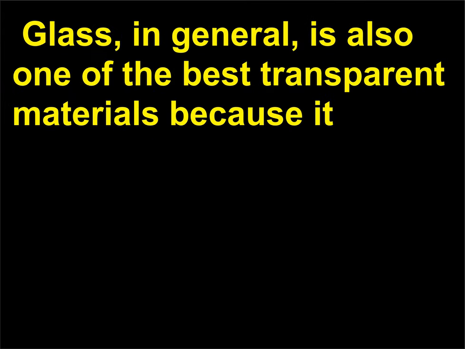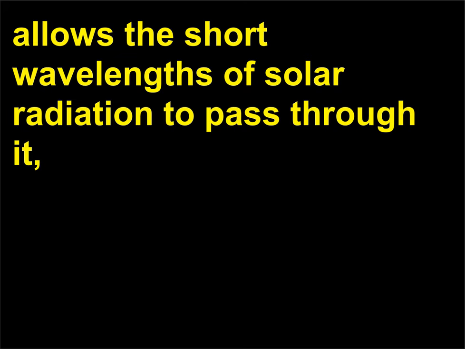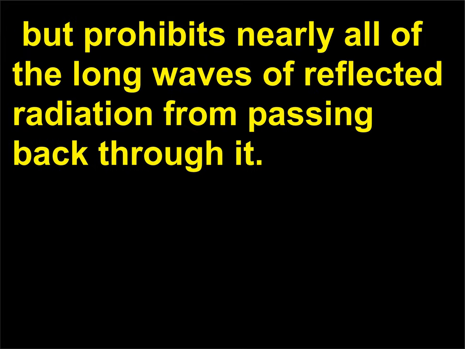Glass, in general, is also one of the best transparent materials because it allows the short wavelengths of solar radiation to pass through it, but prohibits nearly all of the long waves of reflected radiation from passing back through it.